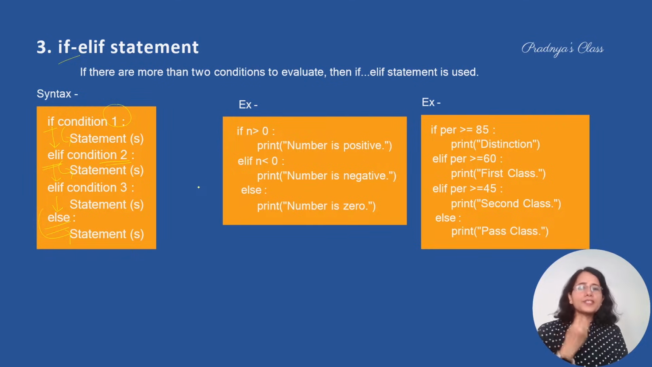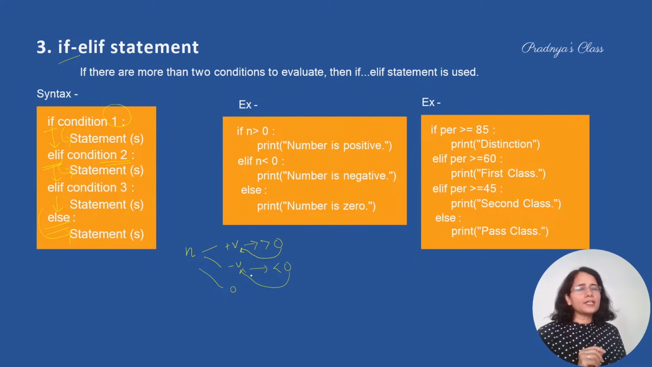Let's consider one simple example. Here we are giving one number as an input. We have to check whether this number is positive or negative or it is a 0. So for that, we will check whether it is greater than 0. If it is greater than 0, it is positive. For negative, we will check it is less than 0. If it is less than 0, it is a negative number. Otherwise, automatically it will be equal to 0.